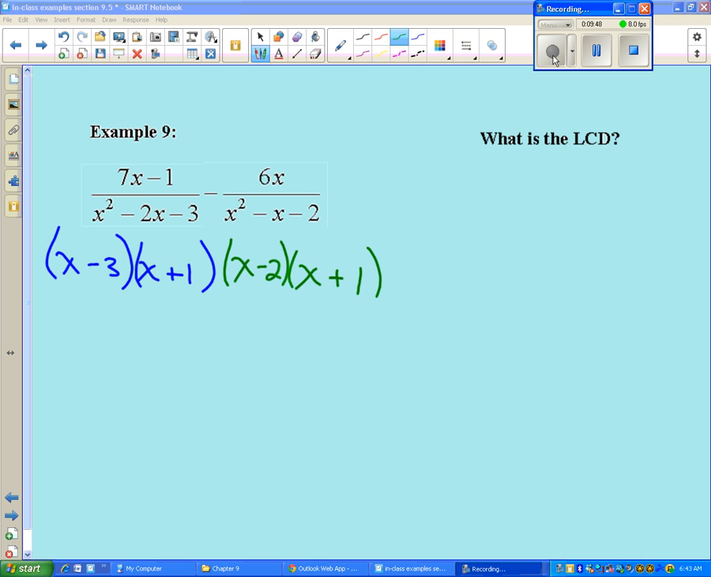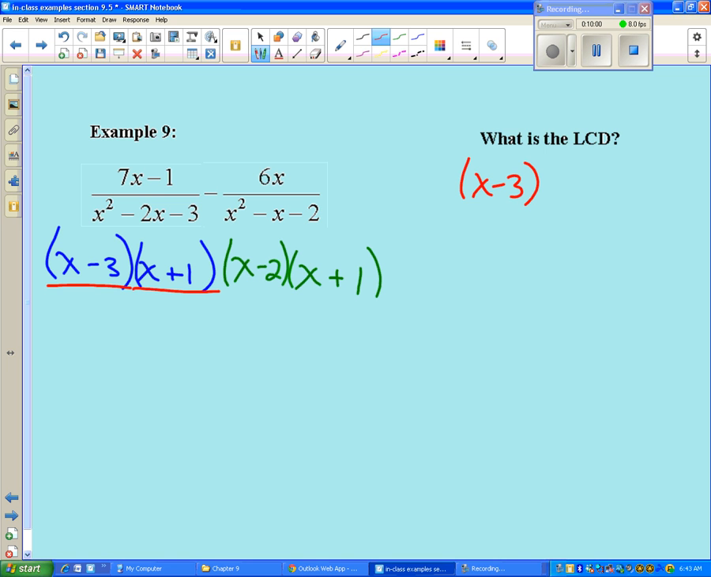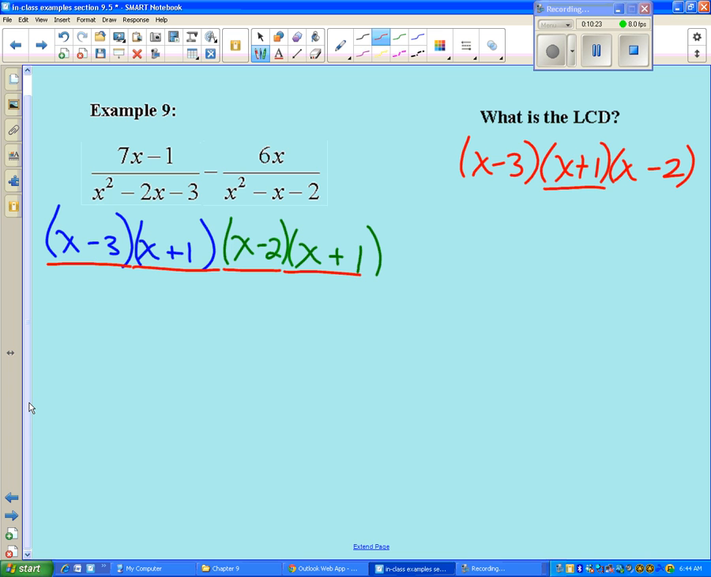So again, at this point, I want to find my least common denominator. In my first denominator, I have an x minus 3, so I need an x minus 3 in my LCD. I have an x plus 1, so I need an x plus 1. My second denominator, I need an x minus 2. X minus 2 I don't already have. I need an x plus 1, but I already have one x plus 1. So this is my least common denominator.